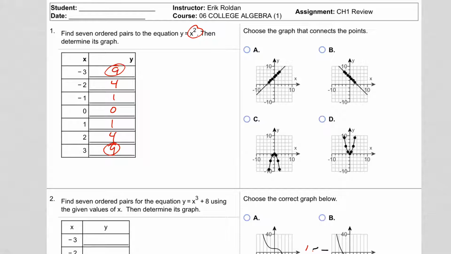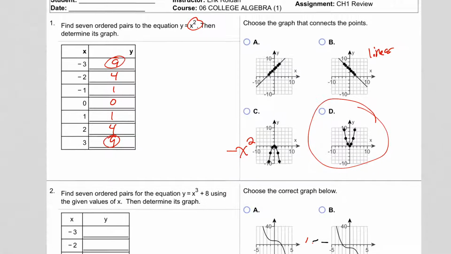So this is definitely a symmetry here, which we'll talk about in chapter 2, but you can tell that this is D. It's a parabola, open up right here. It's not linear, these are linear over here. And this is basically negative x squared. So we'll talk about in chapter 2 how the negative reflects over the x-axis. Okay, let's take a look at number 2.